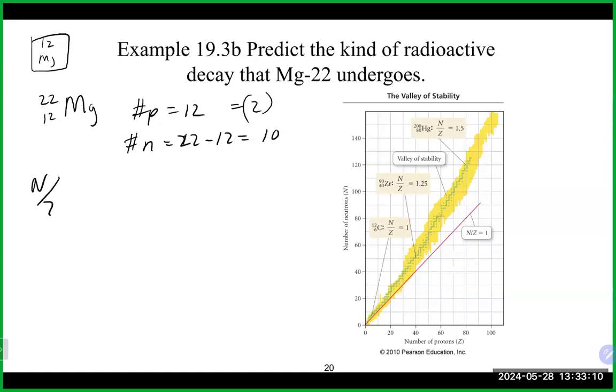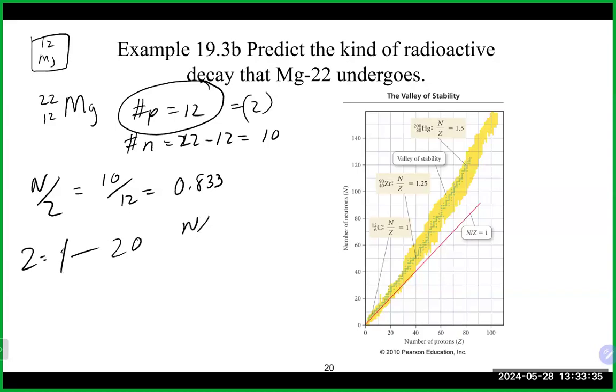And we're looking at our N to Z ratio. So we would take 10 divided by 12 in this case. This will give us a ratio of 0.833. Because this has an atomic number of 12, it falls in the 1 to 20 range, which means the acceptable or stable ratio is 1. So in comparison, it is too low. We need to bring it up. Remember that when it is too low, it will go through either an electron capture or a positron emission.